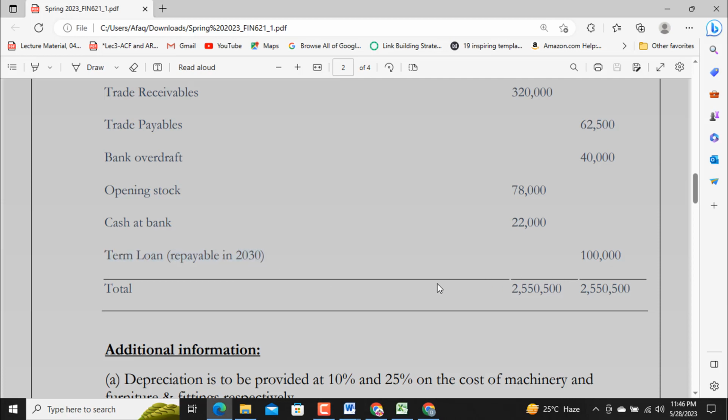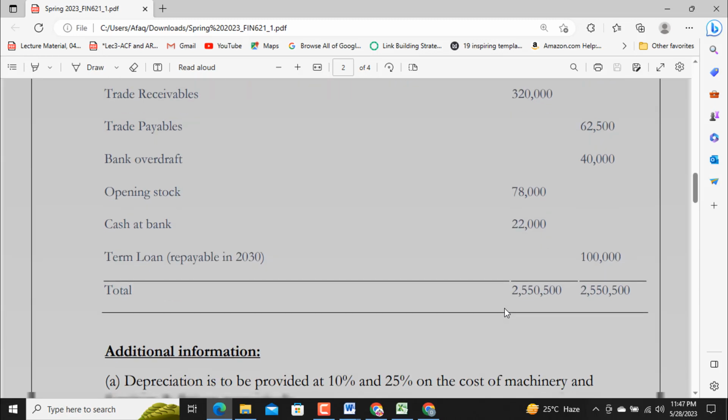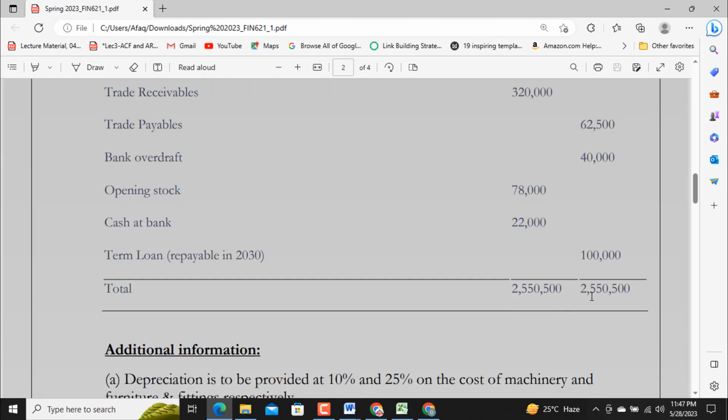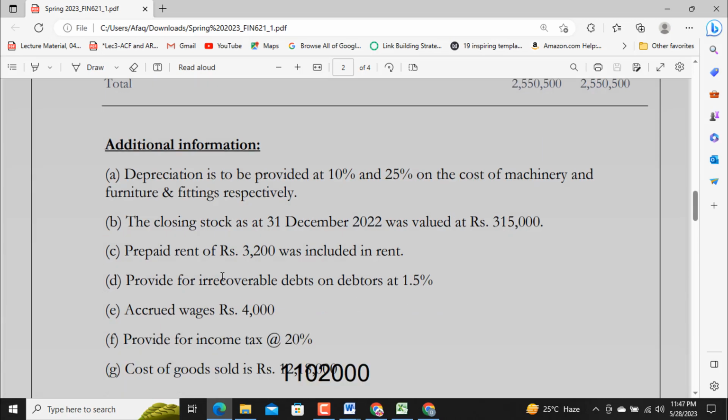So here is another tip that I want to share with you: before starting the solution you must check once or twice the totals of these two columns. When you are satisfied that these two totals are correct, then you will move to the solution. So let's move to the additional information.